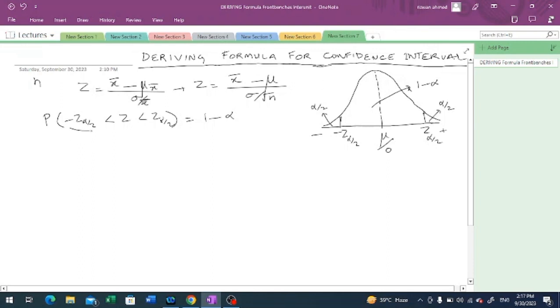Now considering only this central part, what we define as the limits for z, we will pick this and rewrite it again. We know that z over here we are using as a sampling distribution of x bar, for which I have written down the formula over here. Now we can substitute the formula of z in place of z.